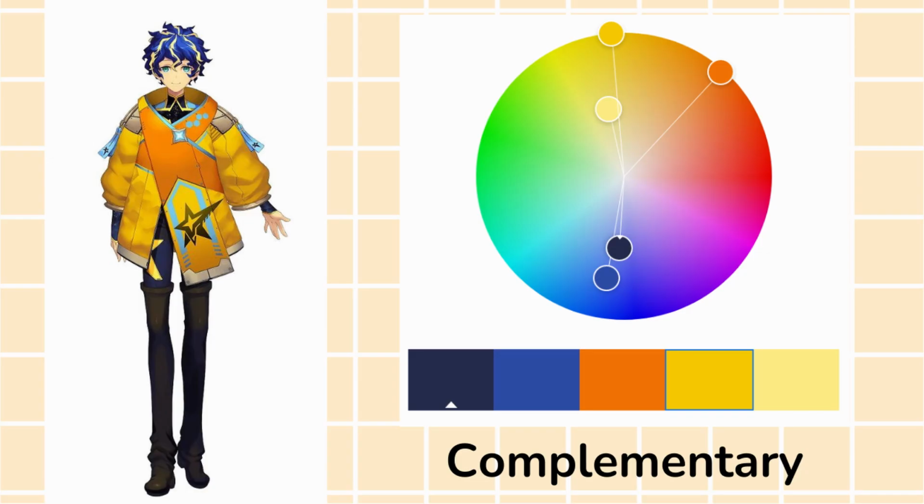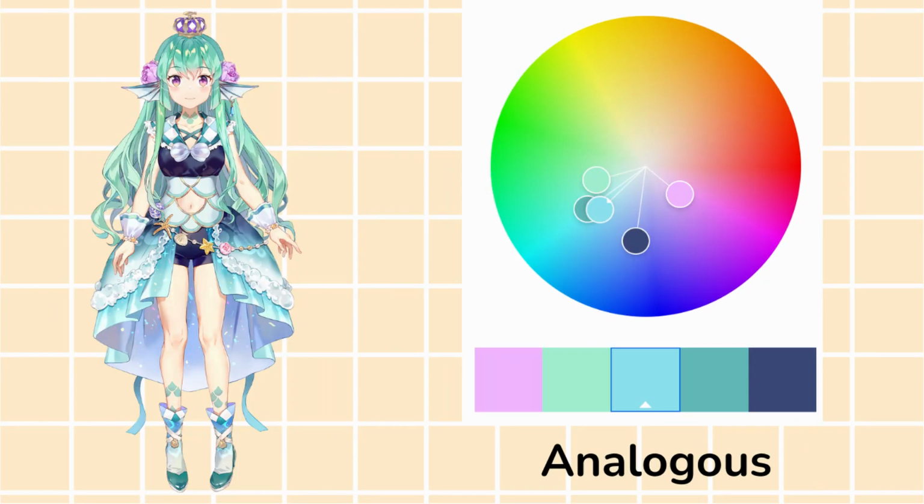Notice how Estelle Leda's blues and yellows are in perfect balance with each other, making the design really pop. Analogous palettes, like Finana Ryugu's, are created by selecting colors next to each other on the color wheel to create a pleasing and calming look.